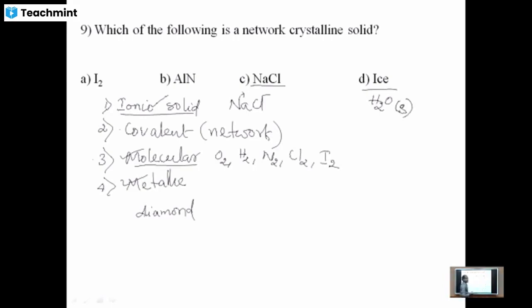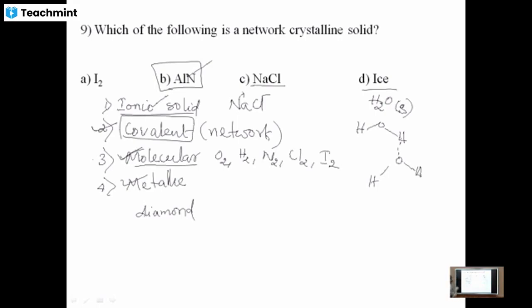Solid water. H2O is a molecule, therefore it forms a molecular solid, and it can be involved in intermolecular hydrogen bonding with another water molecule. Therefore, we call it a hydrogen bonded molecular solid. Aluminium nitride forms a macromolecule due to extensive cross-linking by covalent bonds. Therefore, aluminium nitride is an example of a covalent or network solid.